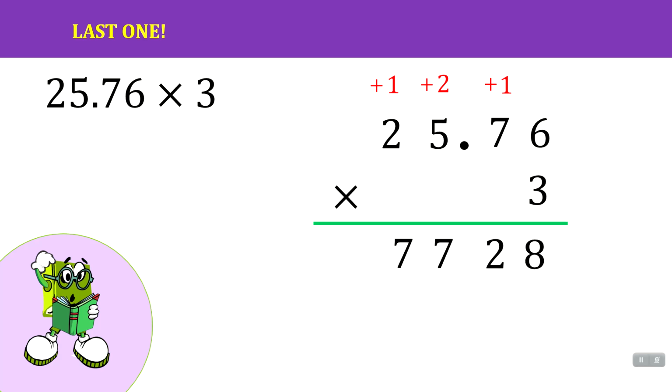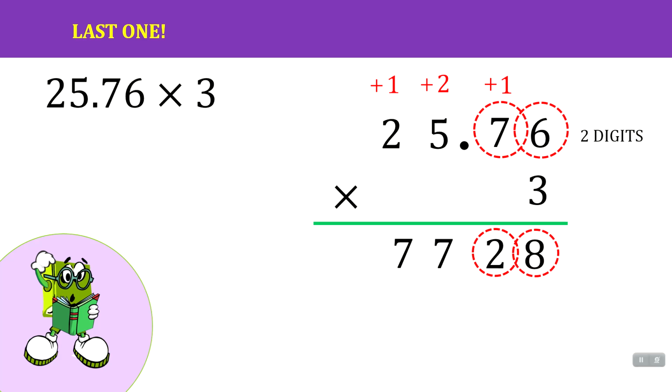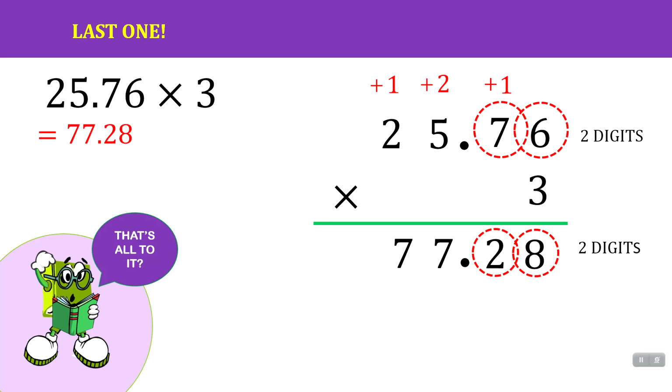Now to determine where the decimal point goes in the answer, we count the number of digits after the decimal point in the question. There are 2 digits in the question, and so therefore we need 2 digits at the right in the answer after the decimal point. We place our decimal point, and there's our answer, 77.28. And now you've solved the mystery of how to multiply decimals by whole numbers.